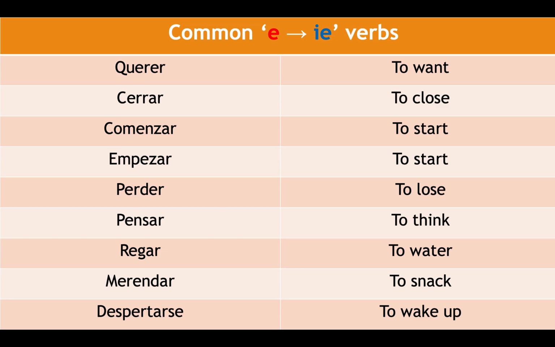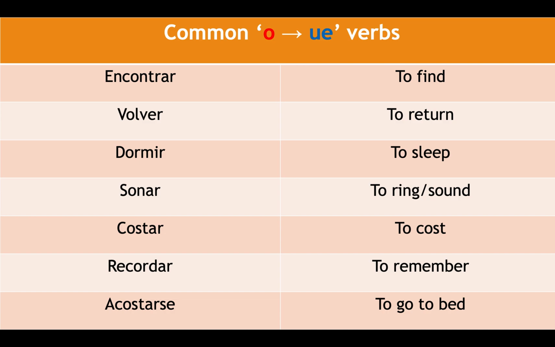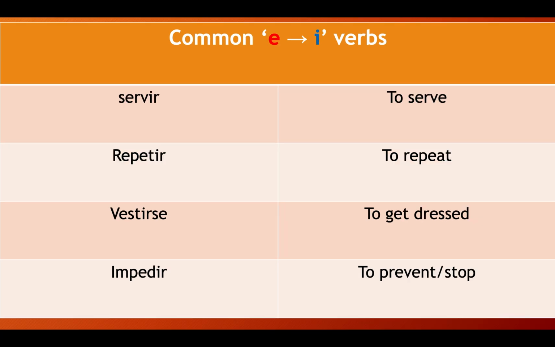But here's a list of common verbs, ones that you use quite frequently, which are E to IE verbs. So worth having these ones on your radar. I won't read through them all now, but just worth knowing that they're there. Here are some common O to UE verbs. Again, just worth knowing that they're there, and some common E to I verbs. Not quite as many of these ones.